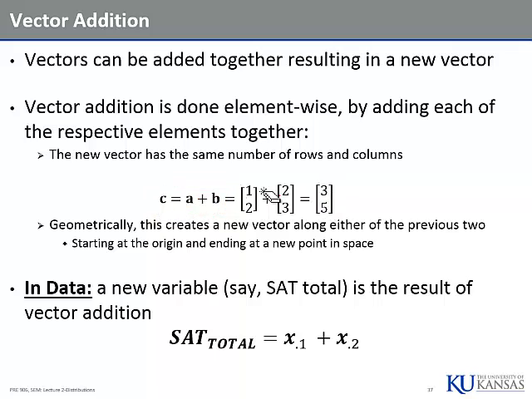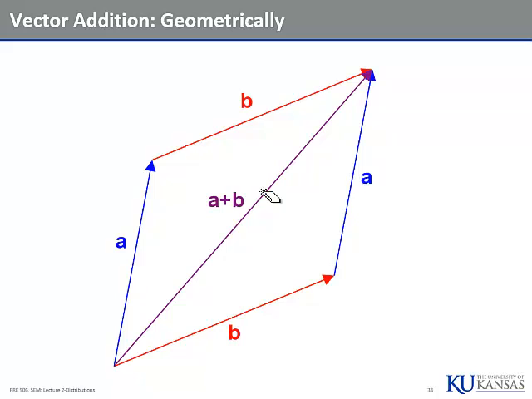We can do the same thing with our data, right? SAT total is a sum of column vectors. They're both the same size, 1,000 observations by 1. So we end up with SAT total, which is a column vector that's 1,000 observations by 1. And here's what happens geometrically. Here's vector B down here.